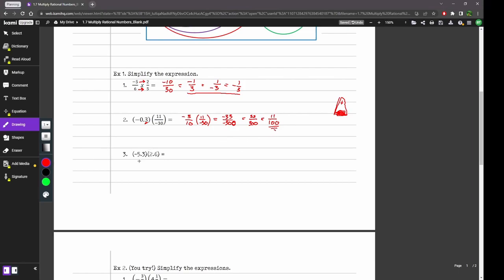Now, I could take these, number 3, and turn them into fractions and multiply them across. Perfectly acceptable math-wise, but it's a lot of work. It's a lot of extra steps for something that's not that much more difficult to just do. So if we take our negative 5.3 and put it over our 2.6, now, the decimals we don't care about. You just line up the numbers at the end, if you remember.